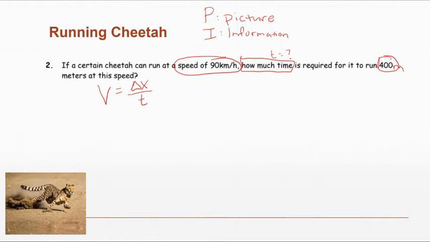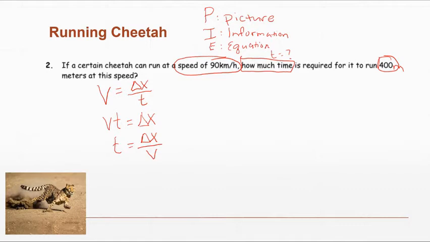And then the next one, so PIMA, E is going to be equation. So write your equation, which we already wrote, and we want to manipulate that equation. So we are solving for time. What I'm going to do is multiply both sides by time. I get velocity times time equals change in position. Time, therefore, is equal to change in position divided by velocity, okay?